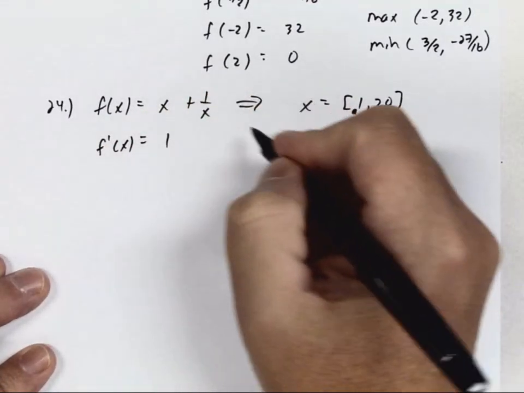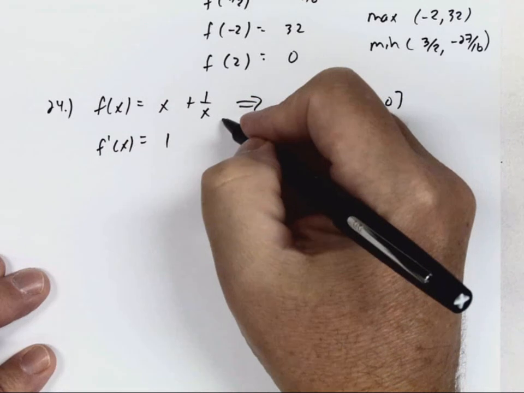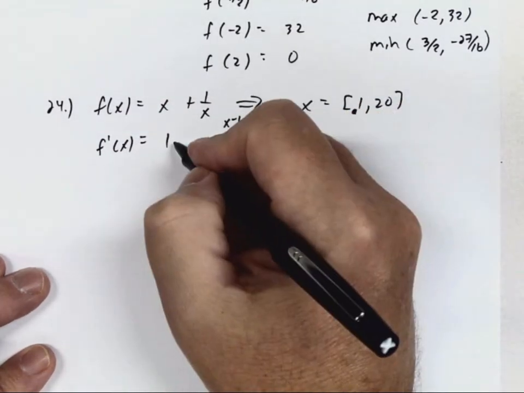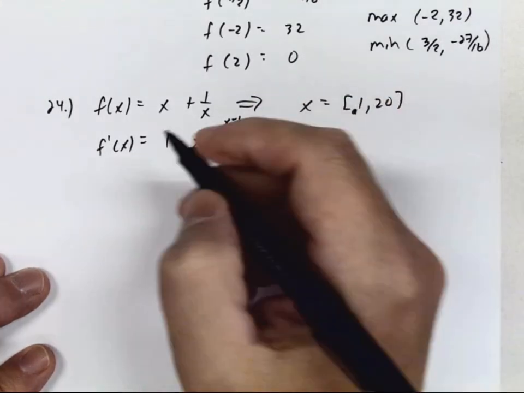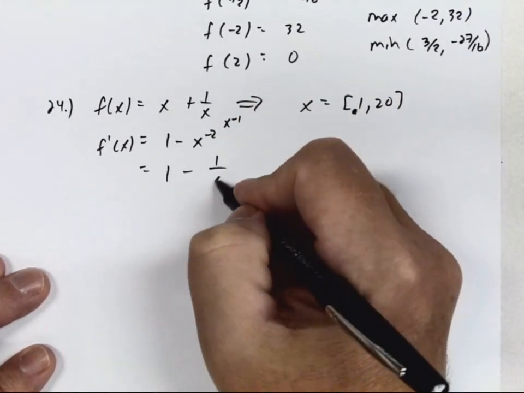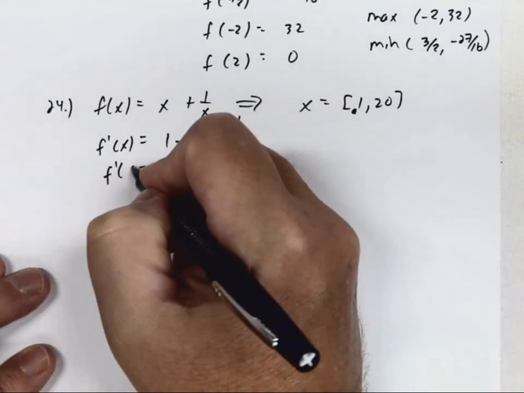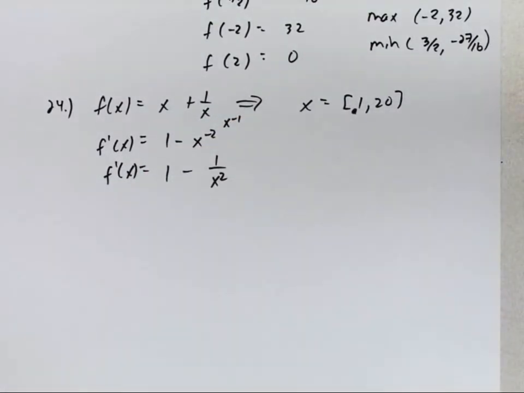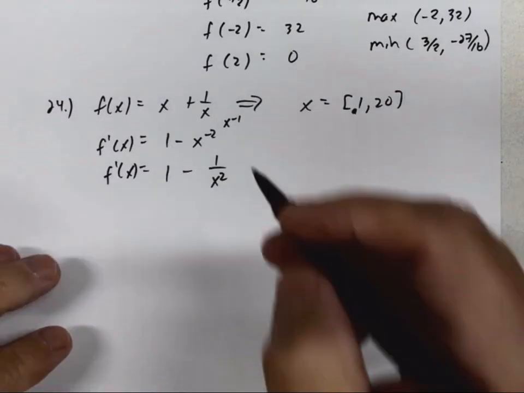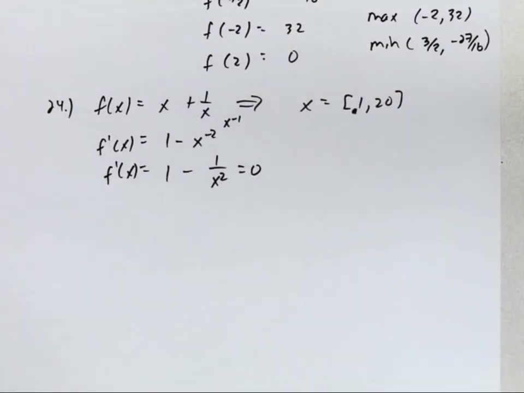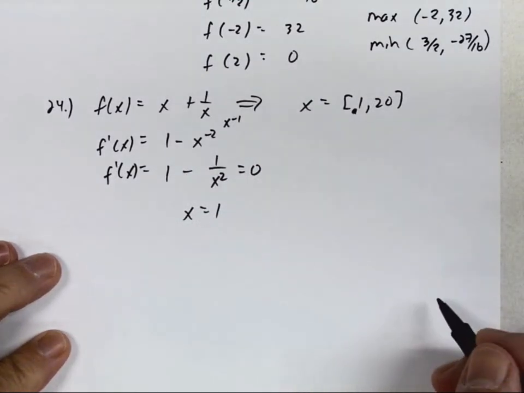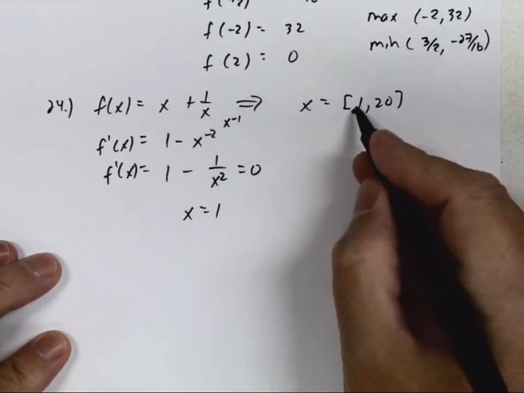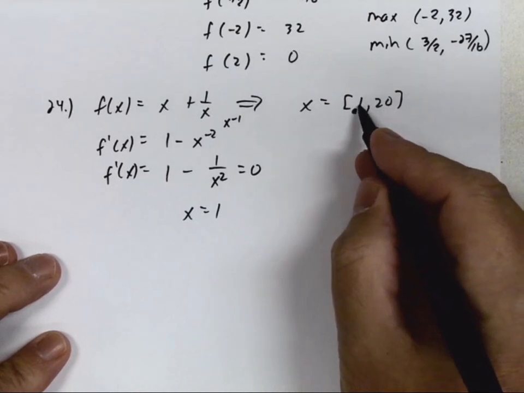First derivative is just 1. This is really, you can think of this as x to the -1. So you have negative x to the -2. So there's your first derivative. To find critical points, set it equal to 0. That's going to occur when x is 1. 1 is within your window. Matter of fact, it's one of the edge points.